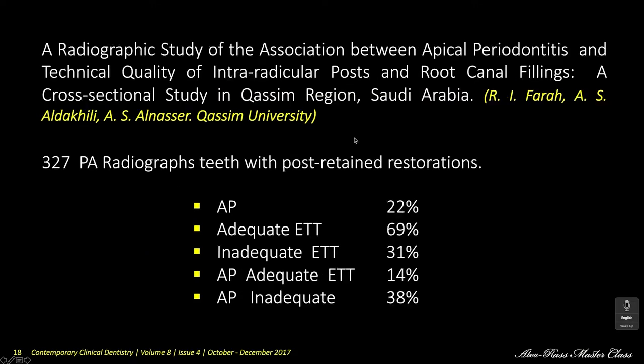Another study at Qassim University, in which basically they evaluated the prevalence of AP, 22%. The adequate root canal here is 69%, the inadequate is 31%. In healthcare, we should be talking about 90% adequate. We should be talking about 100% acceptable.